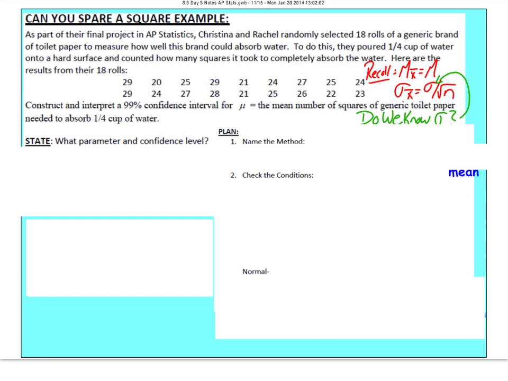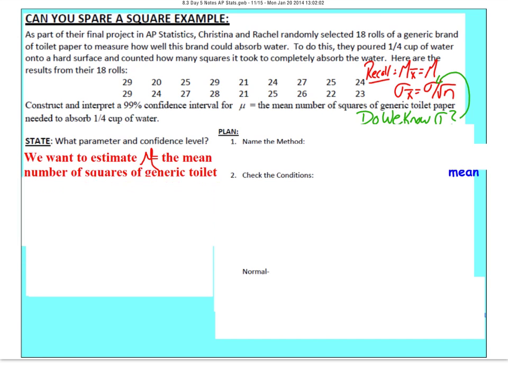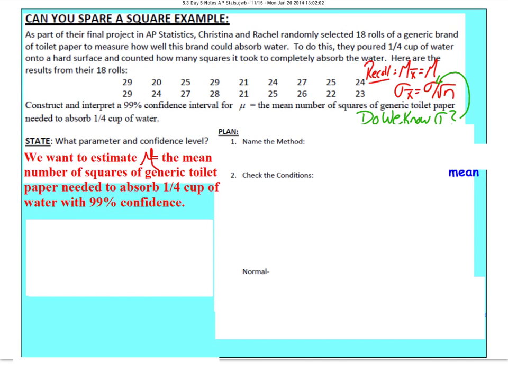So for the state step, what are the parameters and confidence level? We want to estimate mu, which is the mean number of squares of generic toilet paper needed to absorb a 1/4 cup of water, with 99% confidence.